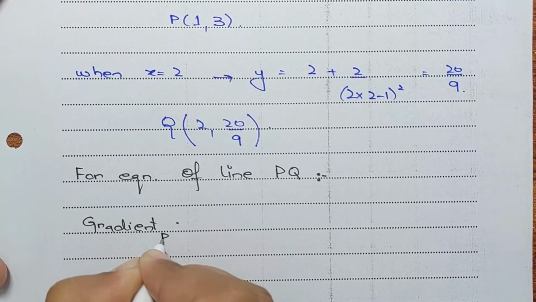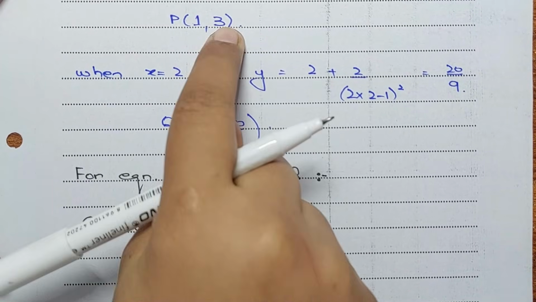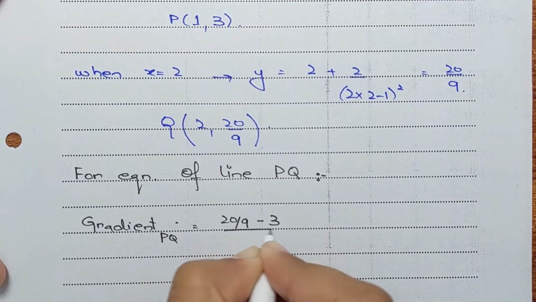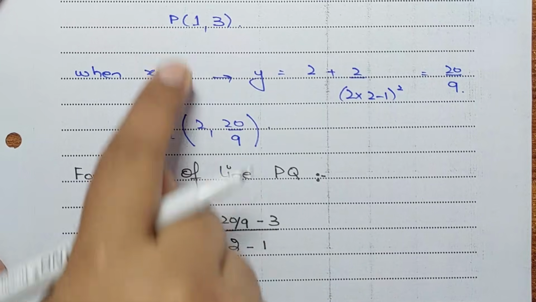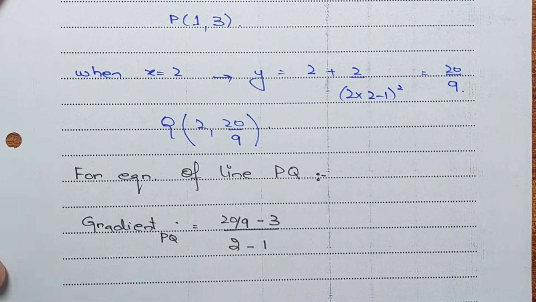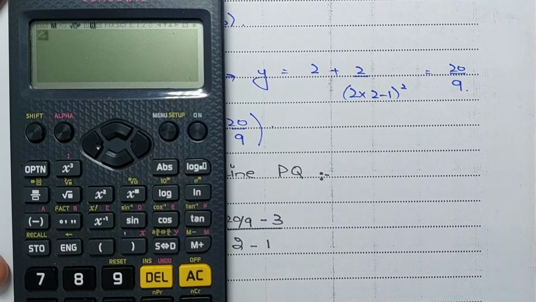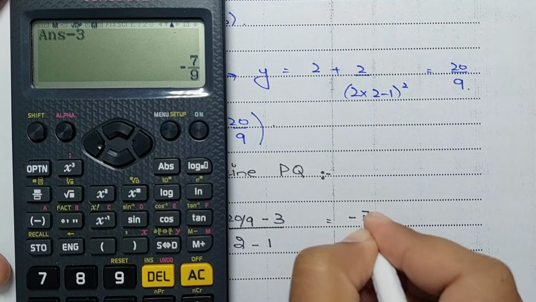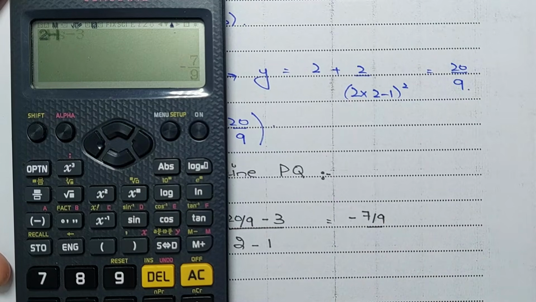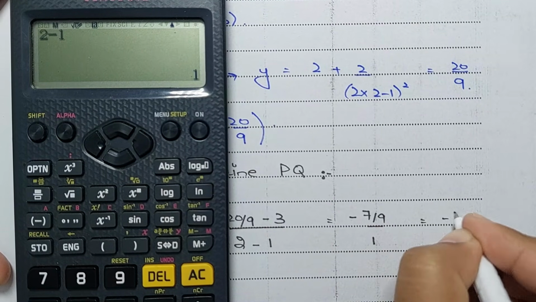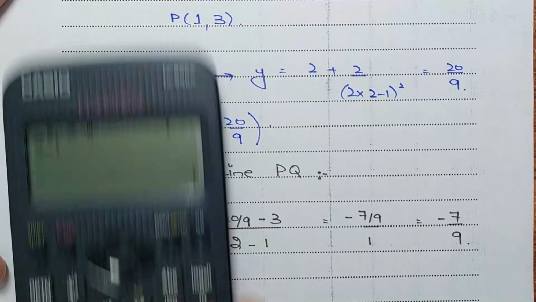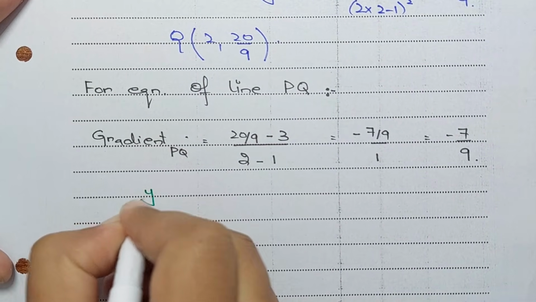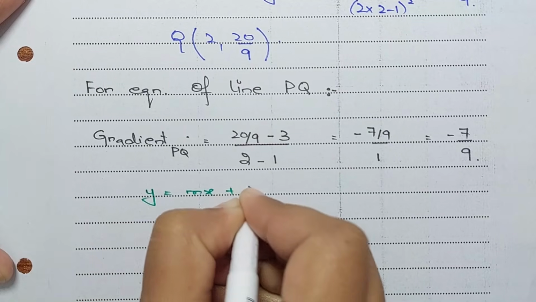Gradient of PQ, which is y2 minus y1, 20 over 9 minus 3, over x2 minus x1, 2 minus 1. Okay. Now this is 20 divided by 9, subtract 3, which is minus 7 over 9, and 2 minus 1 is just 1. So minus 7 by 9 is the gradient of the line PQ. Now let me solve for the equation of the line PQ, which is y equals mx plus c.